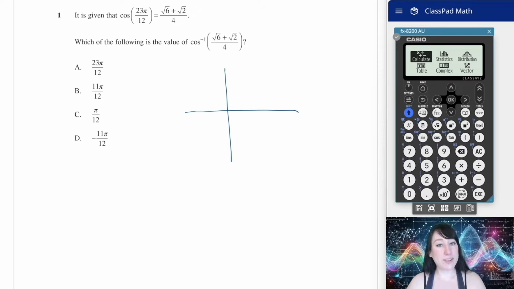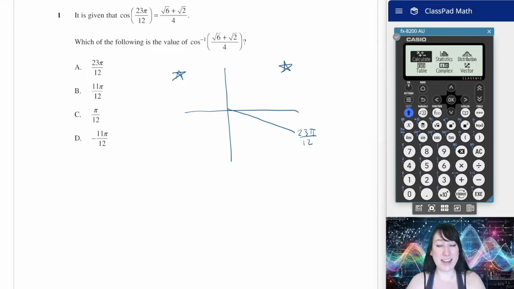In order for the inverse of cosine to be invertible, we have to restrict the domain of cosine from 0 to pi. That means the range of cosine inverse will only produce values from 0 to pi. That means we're going to be looking in quadrants 1 and 2. Now, where is 23 pi over 12? 23 pi over 12 is just short of being 2 pi. So that would be in quadrant 4.